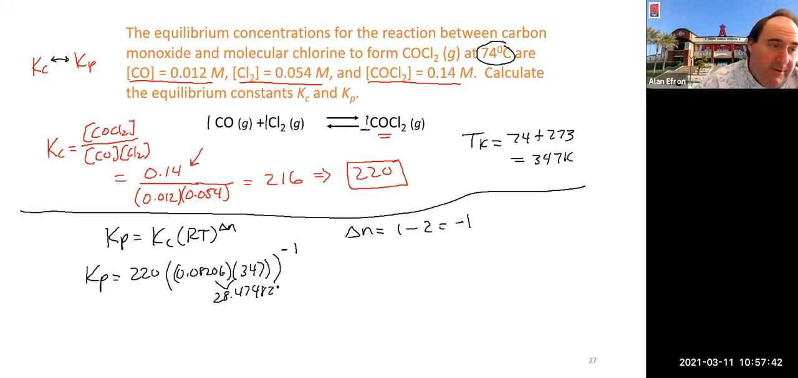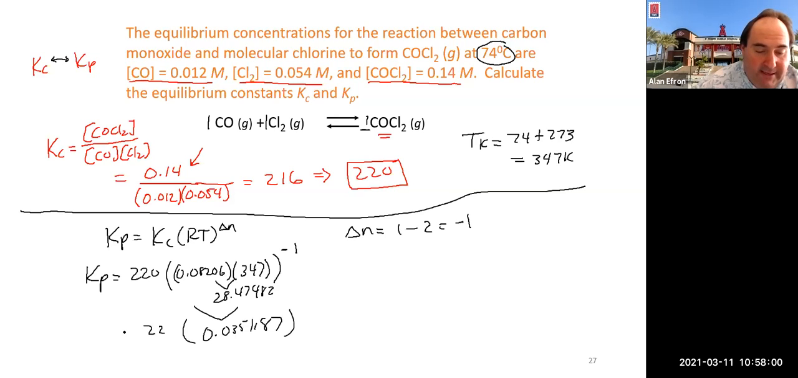2847.482. Again, we're going to take it not to the first power, but to the -1, which basically means you're going to go 1 divided by that number, which gets you 0.0351187, and that will be times our 220 here. If we do that, that's going to get us 7.7 as our Kp value. Any questions on that?